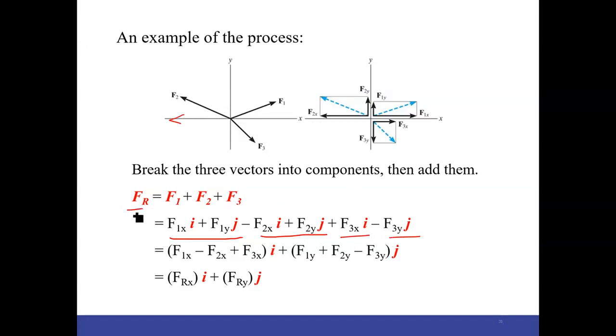And then to find the resultant force, we can combine i components together and j components together. So we can add only the i component parts, that is F1x minus F2x plus F3x multiplied by i, and then F1y plus F2y minus F3y multiplied by j. So this is called our resultant vector. We use the letter R for resultant, so FRx i plus FRy j.